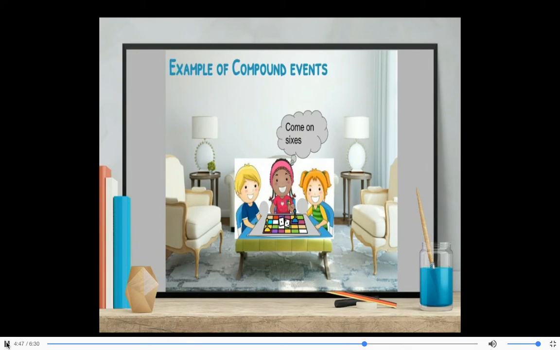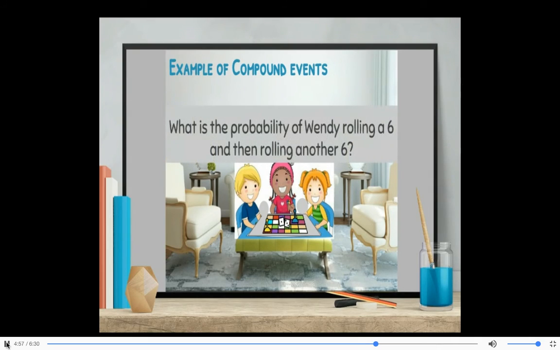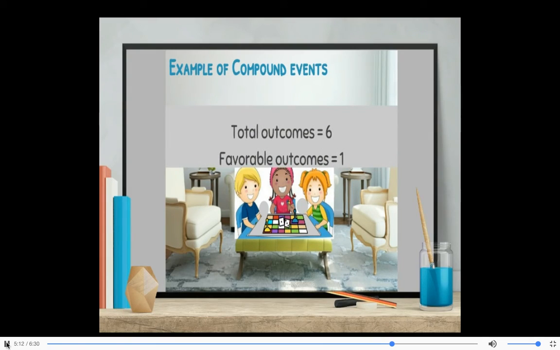It's Wendy's turn, and she needs to roll 2 dice and get both to land on 6 to be the victor. What's the probability that Wendy will roll 6 and then roll another 6? Right. To solve the problem, we need to calculate each event separately. The total number of outcomes on the die is 6. And the number of favorable outcomes is 1, because there's only one 6 on a die.